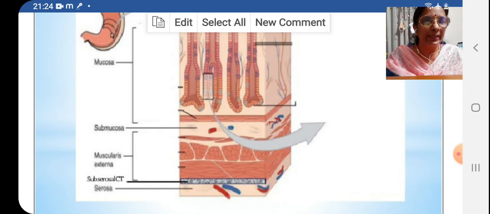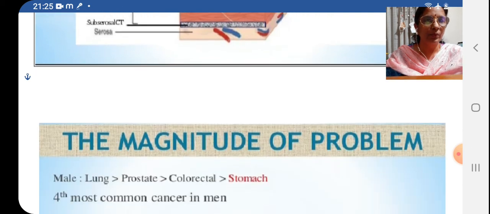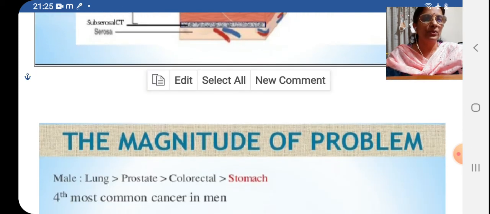So now you know the layers: mucosa, muscularis mucosa, submucosa, the muscularis externa, which contains three groups of muscles: circular, oblique, and longitudinal muscles. Then the subserosal connective tissue and the serosal layer. So according to the infiltration to the deeper structures, we will classify it as T1, T2, T3, T4, like that. That slide will come later. So that is about the histology of the stomach.